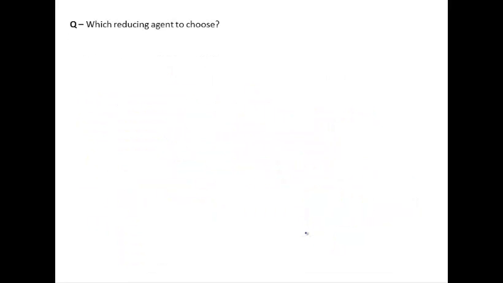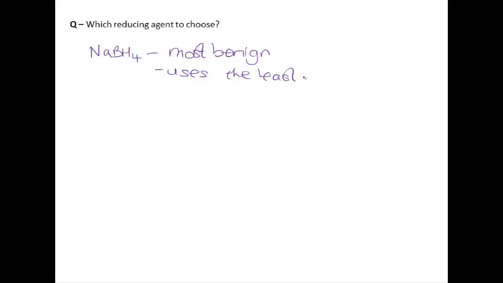So now we need to think about which reducing agent do we choose. We've got 2 possibilities. So we'll start with NaBH4, sodium borohydride. In this case, this is the most benign. Okay, it's the easiest to handle. It uses the least hazardous solvents. And it can even be done in water. Okay, that's ethanol.